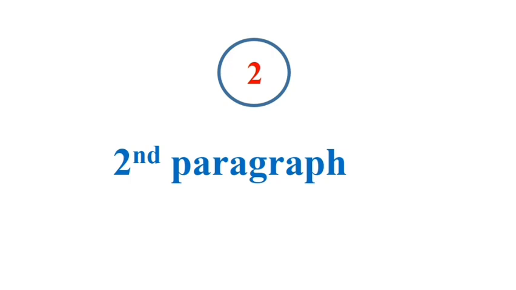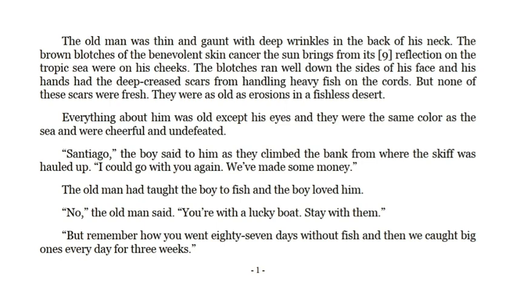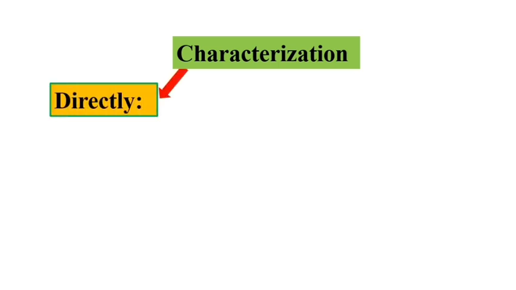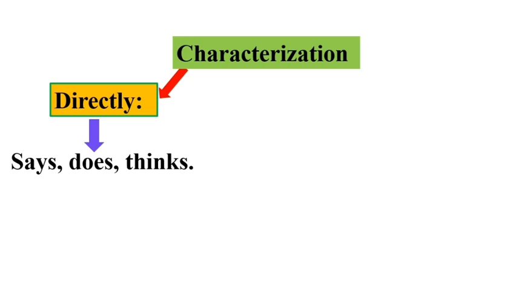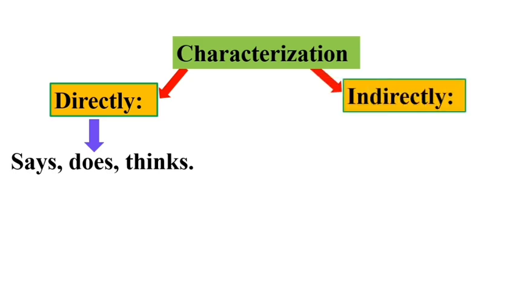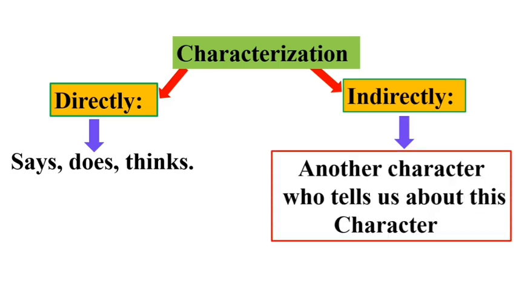Now we're told a little bit more about the old man. Do you remember our earlier discussion about characterization? Let me just refresh your memory a little bit. When it comes to characterization, the characters are usually introduced to us directly or indirectly. We said if a character is introduced directly, we can read what a character says, what a character does, or what a character thinks. If the character is introduced indirectly, then we have another character who tells us about this character.